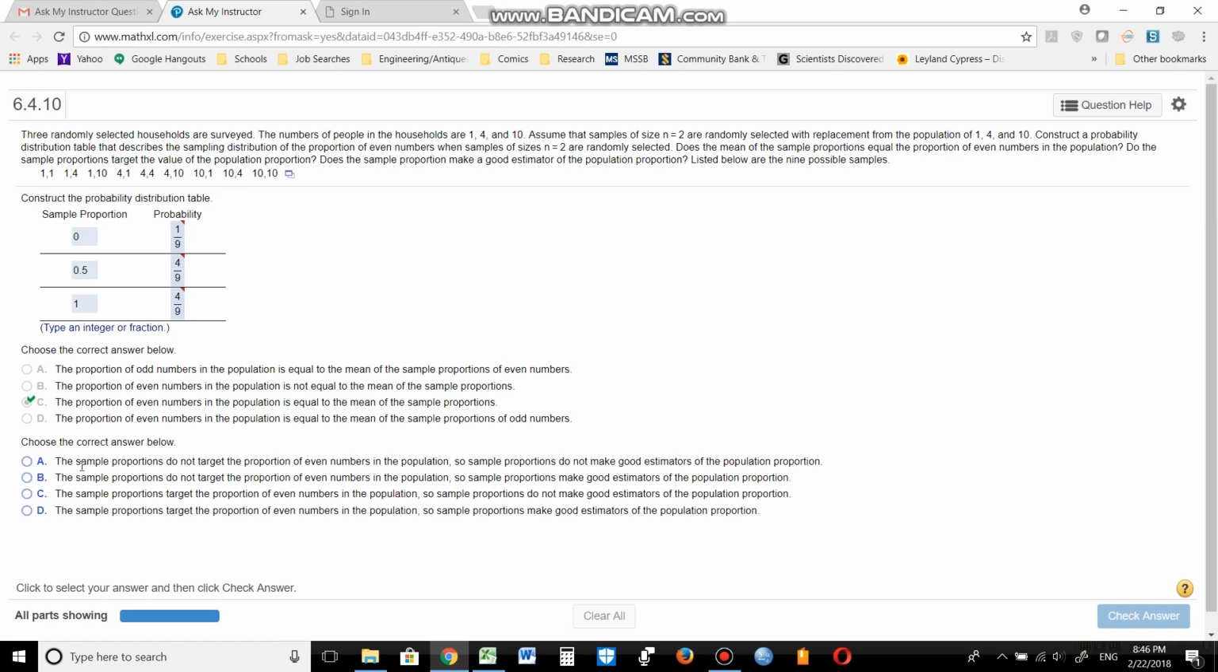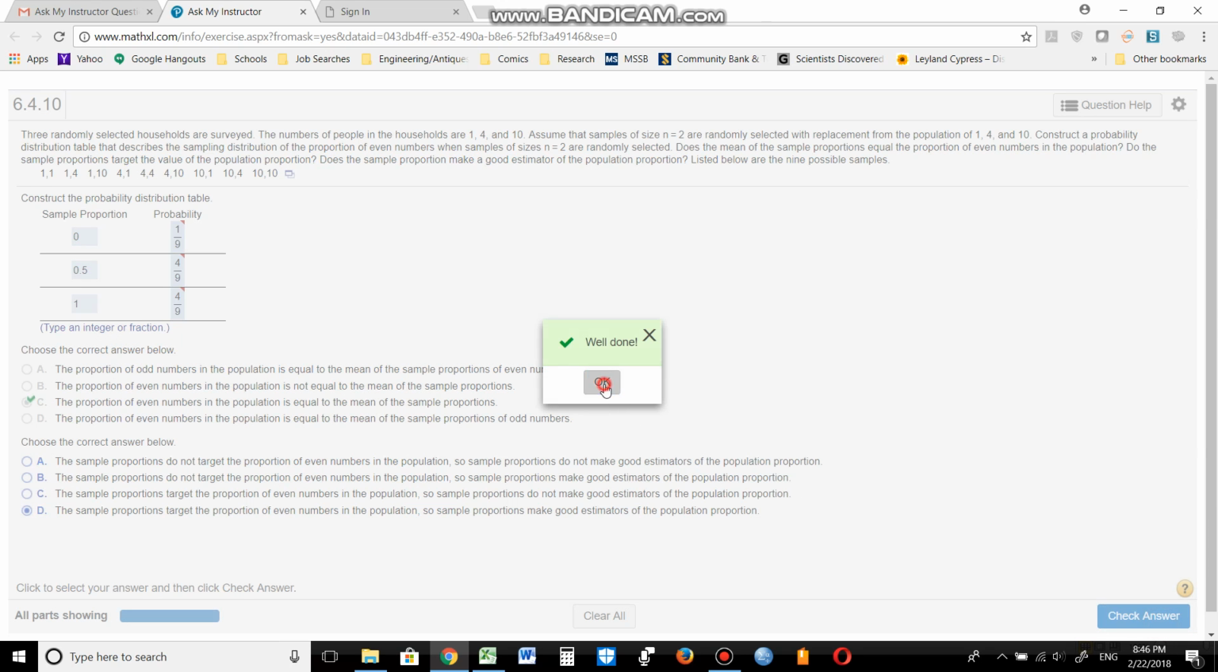If you read through these, A and B are not valid because they say "do not." C is not valid because it says the sample proportions do not make good estimators. Therefore, the answer has to be D. Proportion is an unbiased estimator, which means it is going to be a good estimator for the population proportion.